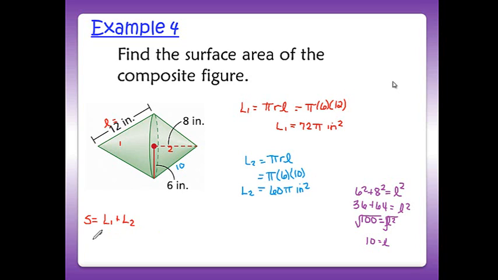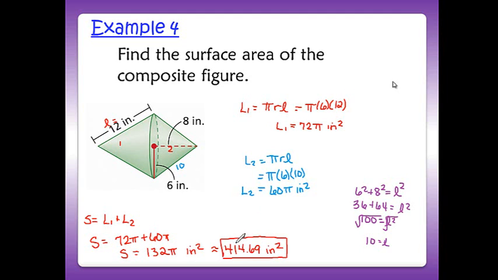So now that I know both pieces, I know that the surface area will be 72 pi plus 60 pi, which is 132 pi inches squared. If we wanted to round that to the nearest hundredth, we get 414.69 square inches. And that's it.